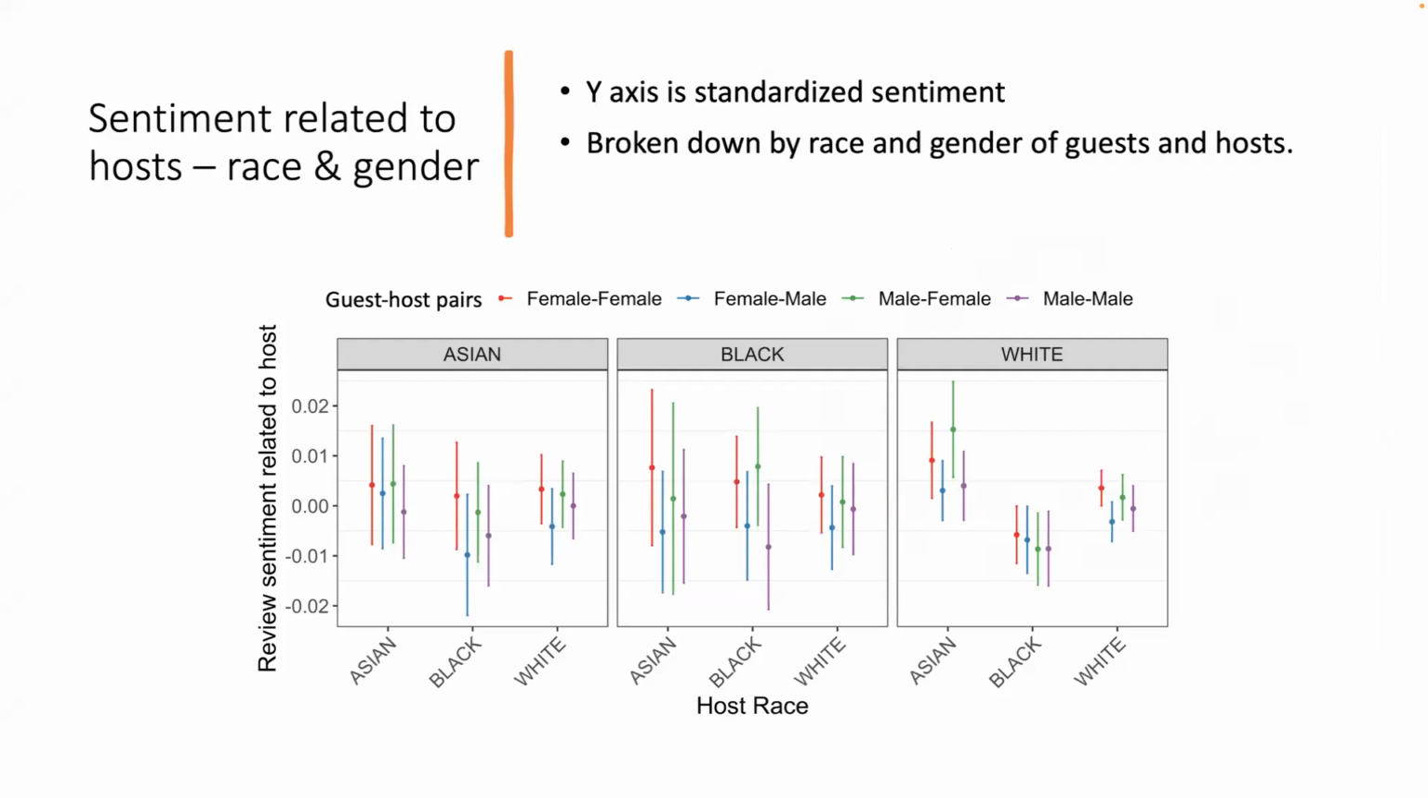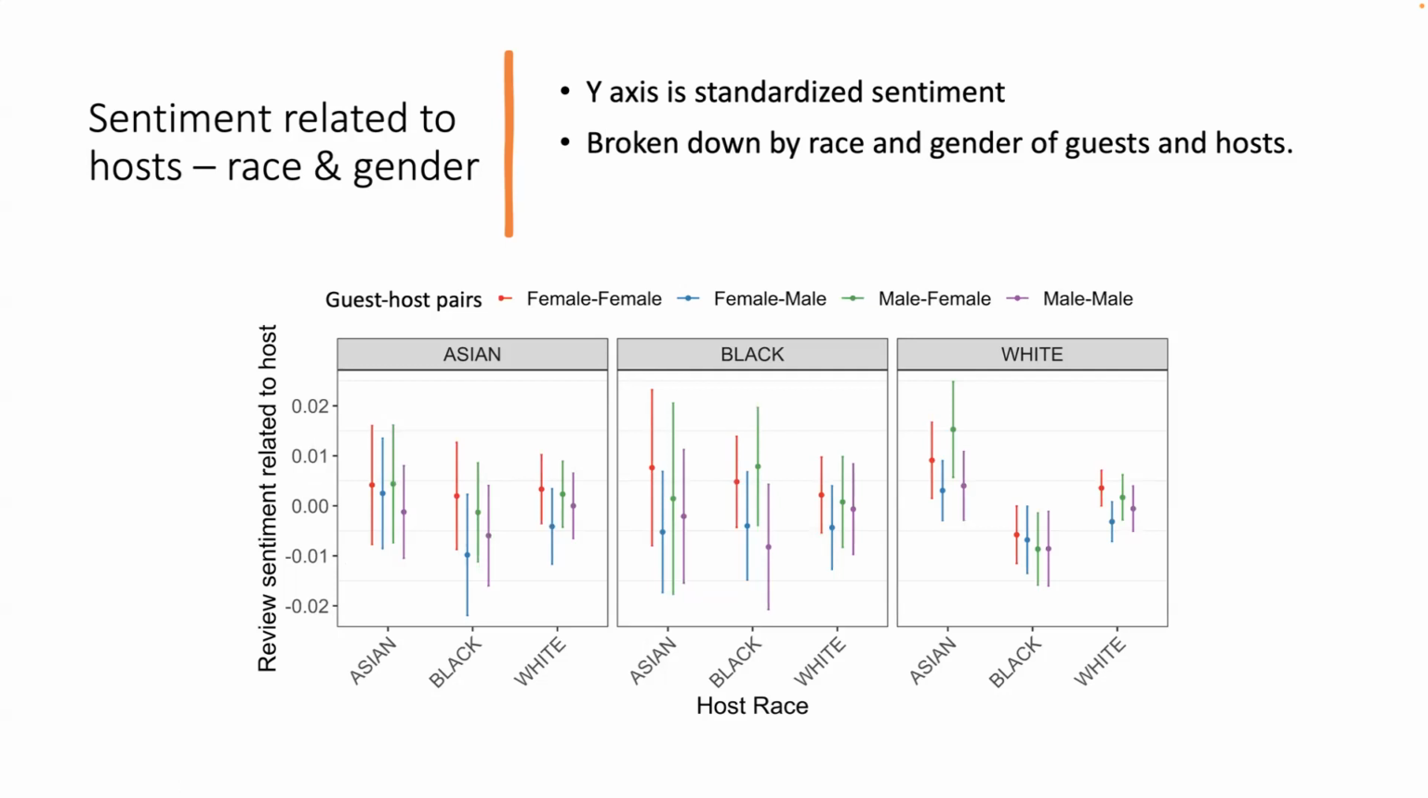In our graph, the x-axis represents the race of the host, while the y-axis shows the sentiment of the reviews toward the hosts. And it's important to note that this sentiment score has been standardized by subtracting the mean of the guest groups. So that's why you see a tiny value here.